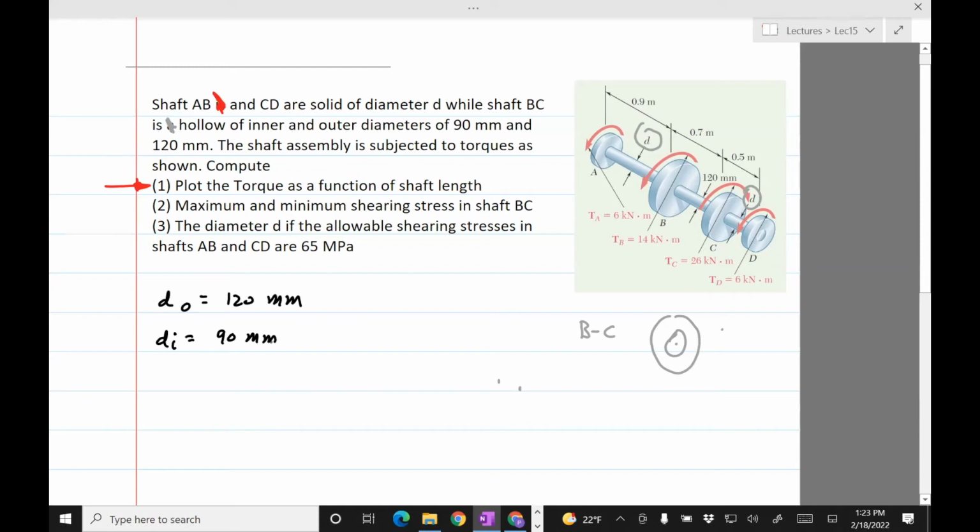Okay, the shaft assembly is subject to torques as shown. There are a bunch of torques at A, B, C, and D. Okay, we need to plot the torque as a function of shaft length, minimum shearing stress in shaft BC, and the diameter D if the allowable shearing stress is 65 MPa. So tau max is 65 MPa.